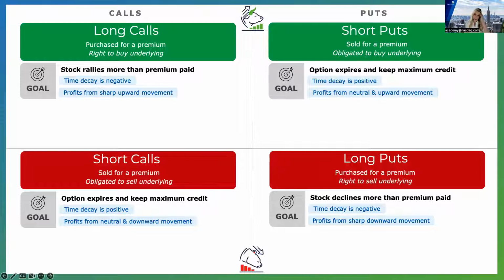So let me break it down for you. We put calls on the left-hand side and puts on the right-hand side. We put long calls on the top, short puts on the top, and then the inverse. And this chart is essentially a tool for understanding all of options. So you'll notice that there is a bull here and a bear there. So bullish strategies are found at the top and bearish strategies are found at the bottom. Then we've got some goals associated with these.